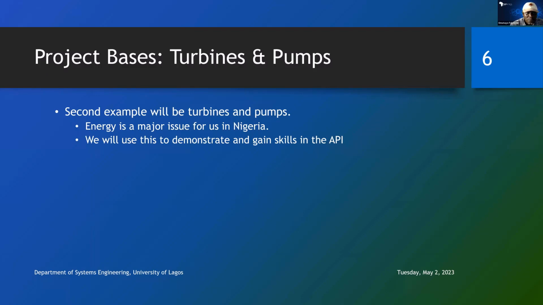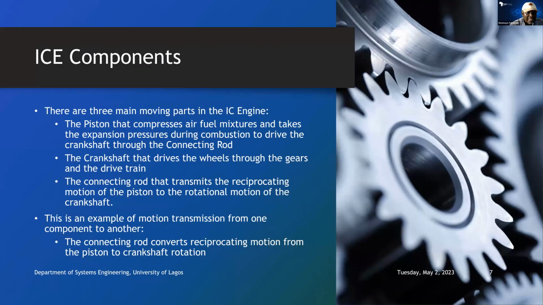Internal combustion engine components. There are three main moving parts in the internal combustion engine: the piston that compresses the air-fuel mixtures and takes expansion pressures during the combustion to drive the crankshaft through the connecting rod; the crankshaft that drives the wheels through the gears and the drivetrain; and the connecting rod that transmits the reciprocating motion of the piston to the rotational motion of the crankshaft.